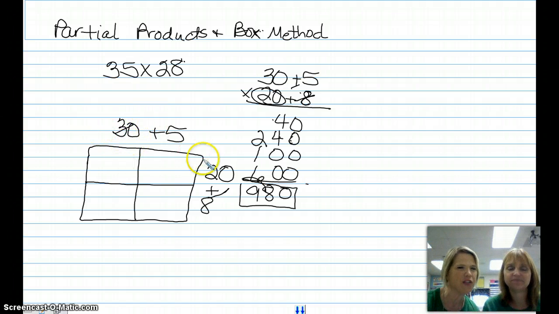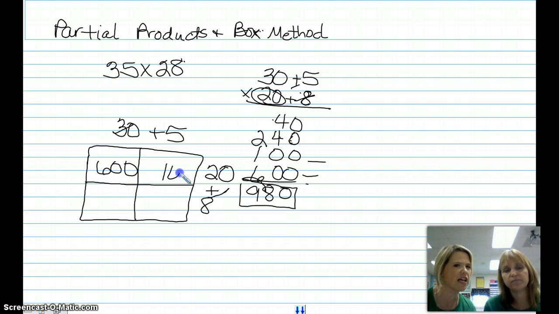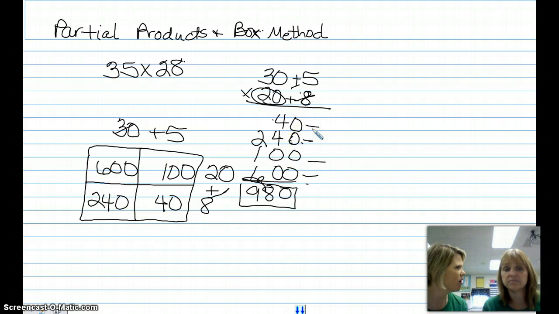Now we're going to take 30 times 20. When kids make mistakes, it's always going to be like they forget zeros and stuff like that. So you need to make sure you get these answers correct. That value is 600. Then 5 times 20, we've done this over here, so that's 100. 30 times 8 is 240. And then 5 times 8 is 40. Look at that. Do you notice that all these numbers were the numbers over here? Pretty cool.